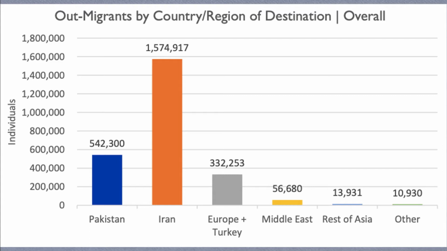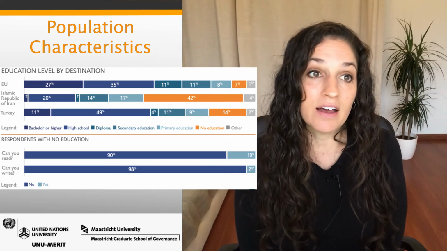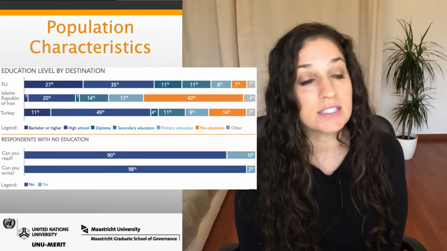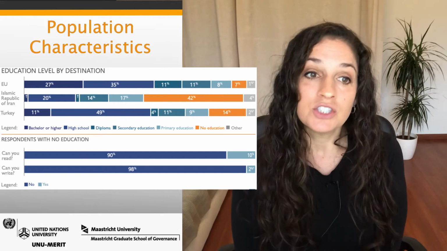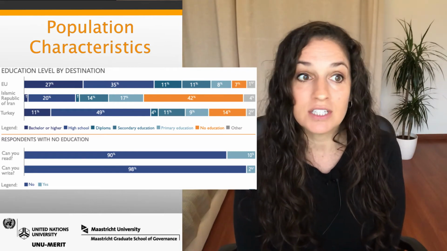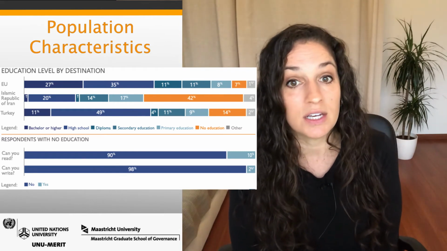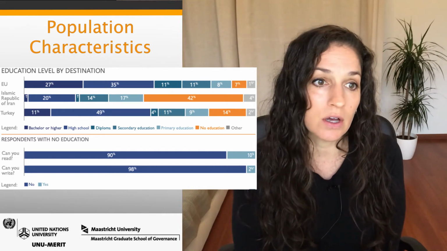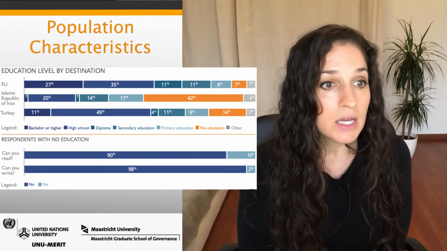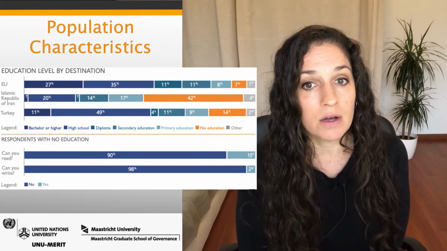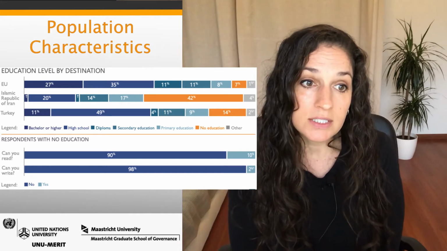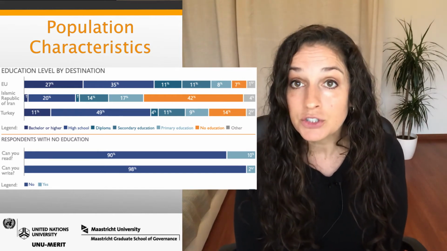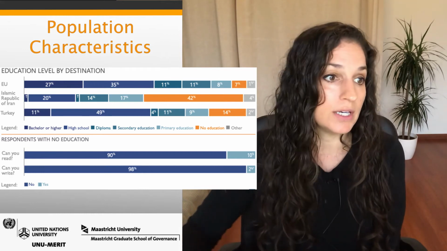In this graph, you can see characteristics by migrant population. So you can see that migrants in the EU generally have much higher education levels than those in Iran, and it is a bit more mixed for the case of Turkey. There are also a number of respondents that have different literacy issues, but the majority can also read and write.